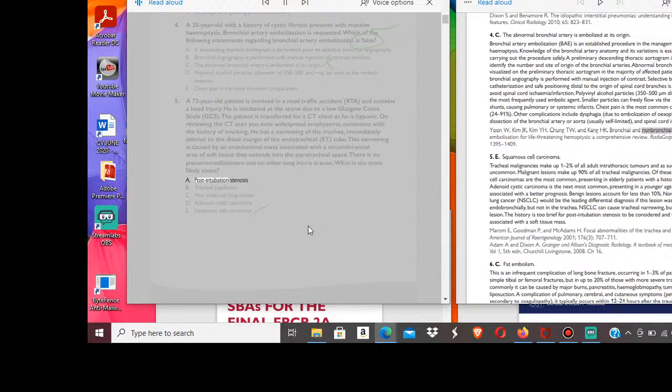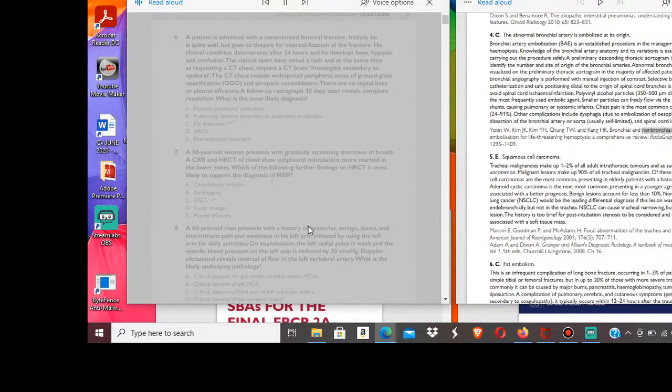A. Post-intubation stenosis. B. Tracheal papilloma. C. Non-small cell lung cancer. D. Adenoid cystic carcinoma. E. Squamous cell carcinoma. Cardiothoracic and vascular questions 3. 6. A patient is admitted with a comminuted femoral fracture.